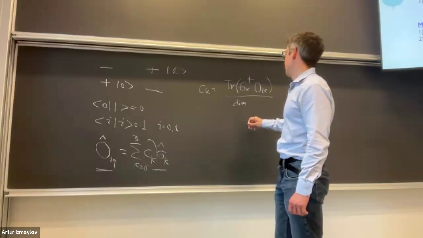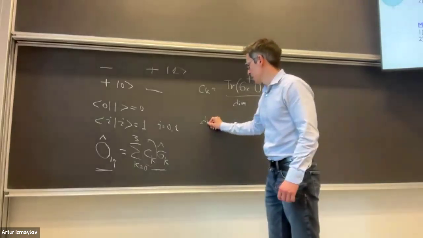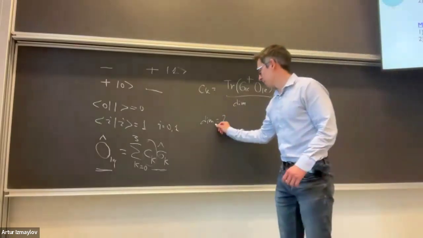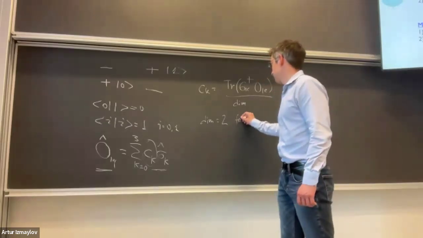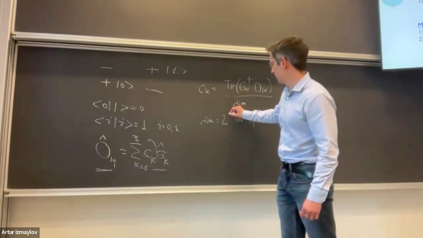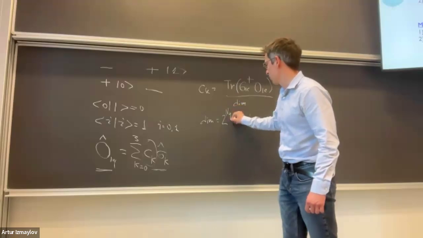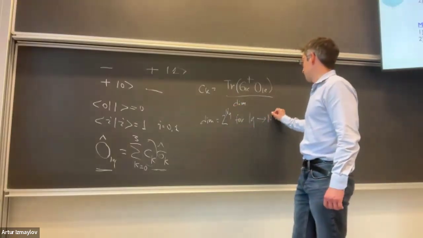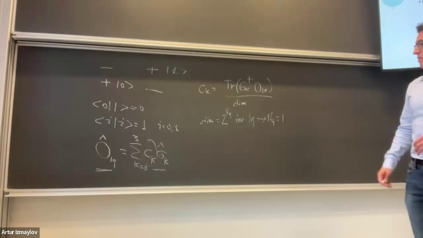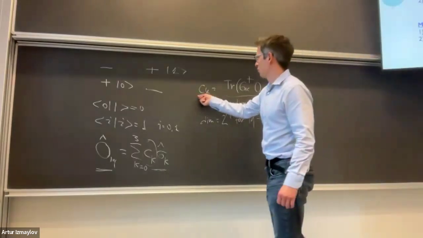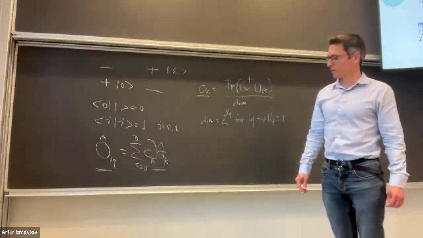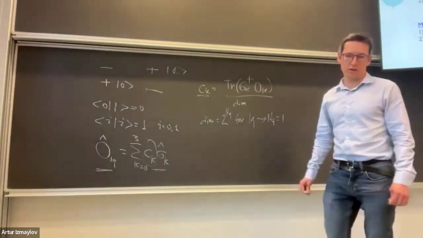The dimension of the space in the case of one qubit is 2, and for multiple qubits it will be 2 to the power of the number of qubits. For one qubit, n is 1. So this is a very natural structure that allows you to get the coefficients in the expansion of any operator in terms of the Pauli basis.